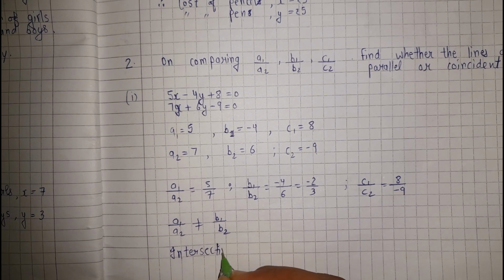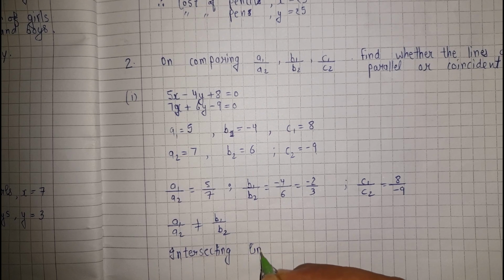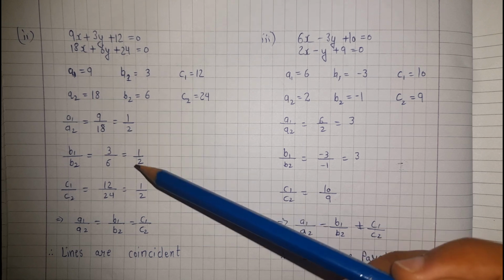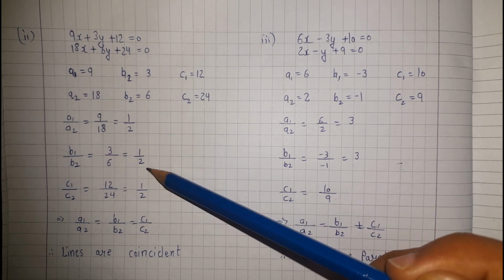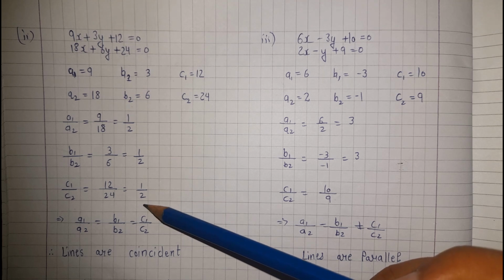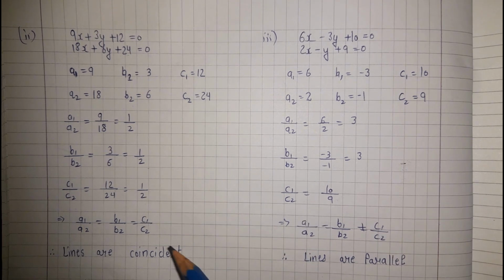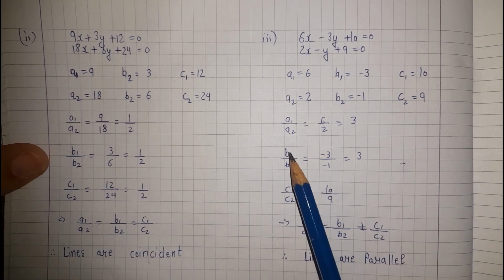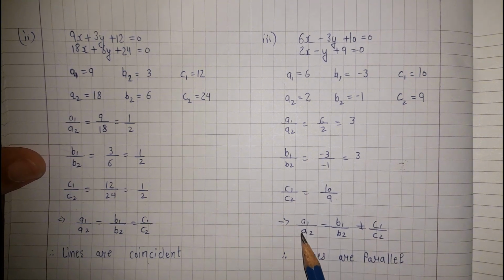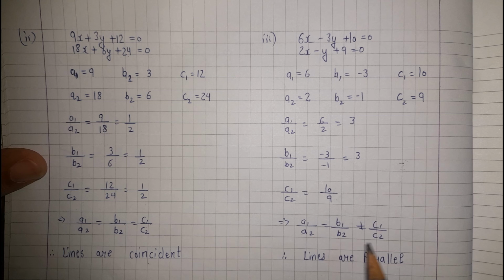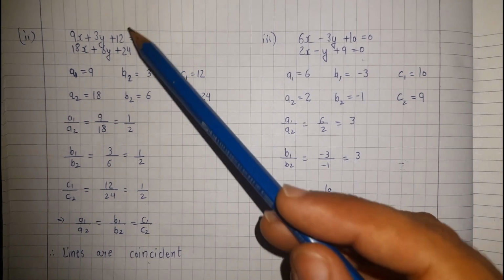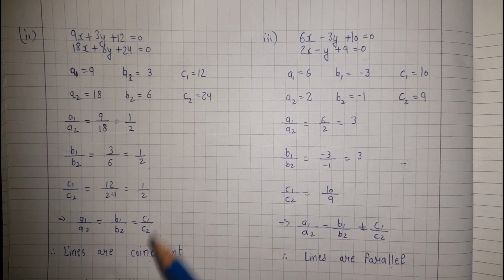In the second part, A1 upon A2 is equal to 1 by 2, B1 upon B2 is also equal to 1 by 2, similarly C1 upon C2 is equal to 1 by 2. So this is a case of coincident lines. In the third one, the ratio A1 upon A2 is equal to B1 upon B2 but not equal to C1 upon C2. So this is a case of parallel lines.